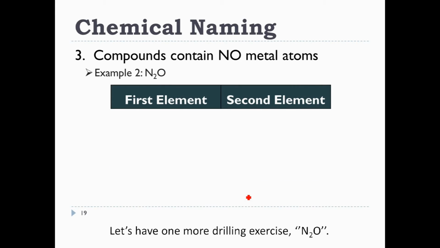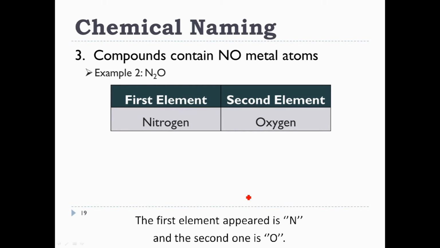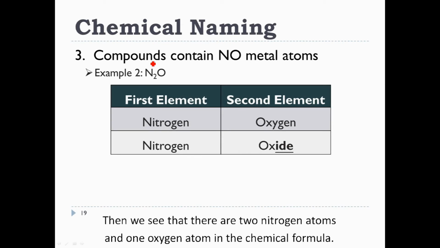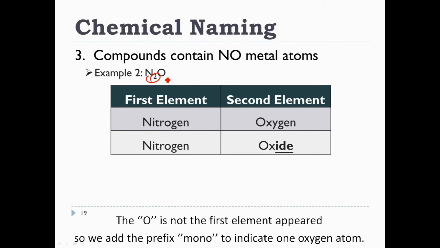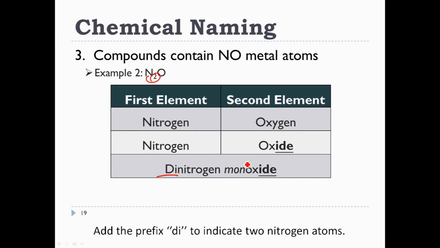Let us have one more drilling exercise, N2O. The first element appearing is N, and the second one is O. Since O is at the end, we take the first part of oxygen and add IDE to give oxide. Then we see that there are 2 nitrogen atoms and 1 oxygen atom in the chemical formula. The O is not the first element appearing, so we add the prefix mono to indicate 1 oxygen atom. Add the prefix di to indicate 2 nitrogen atoms.